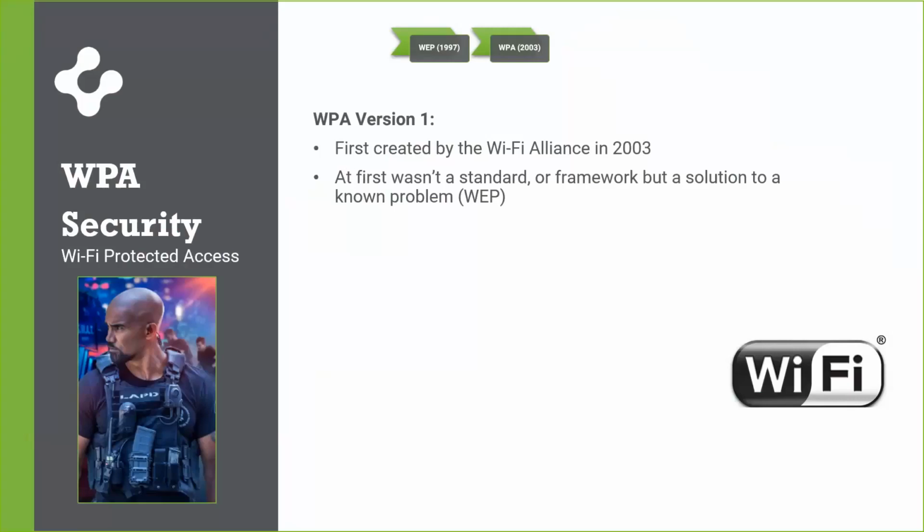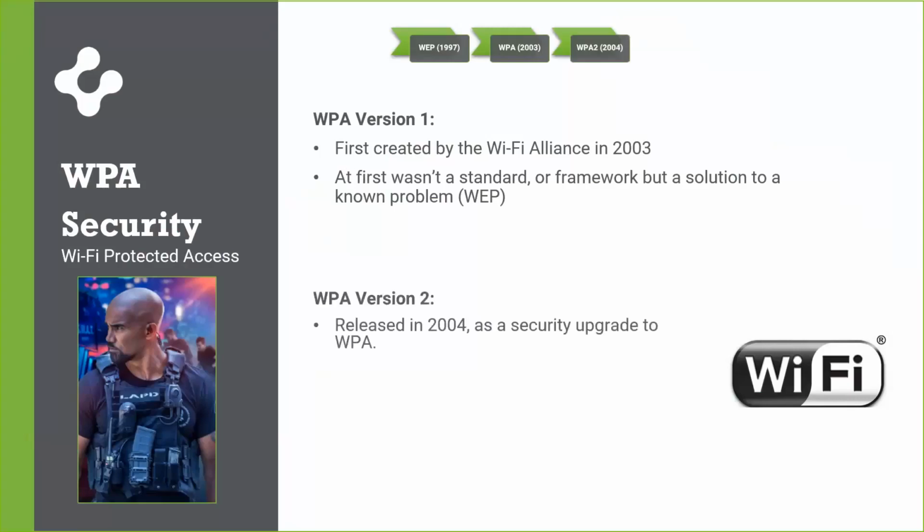And with this answer, while it still had some flaws, it started the conversation and moved it in the right direction. However, it needed to be revised so it could meet the standards put in place by IEEE, which developed WPA version 2, which was then released in 2004. And this was mainly a security upgrade. The big piece of this security upgrade was AES encryption.